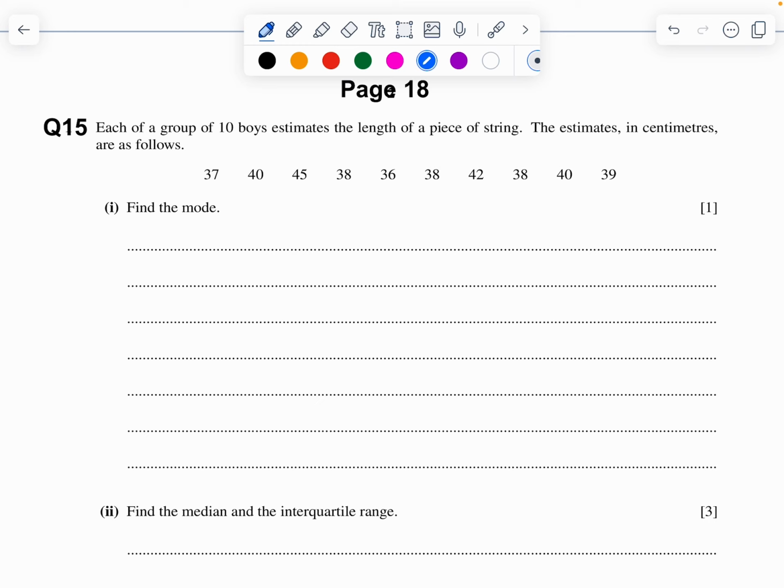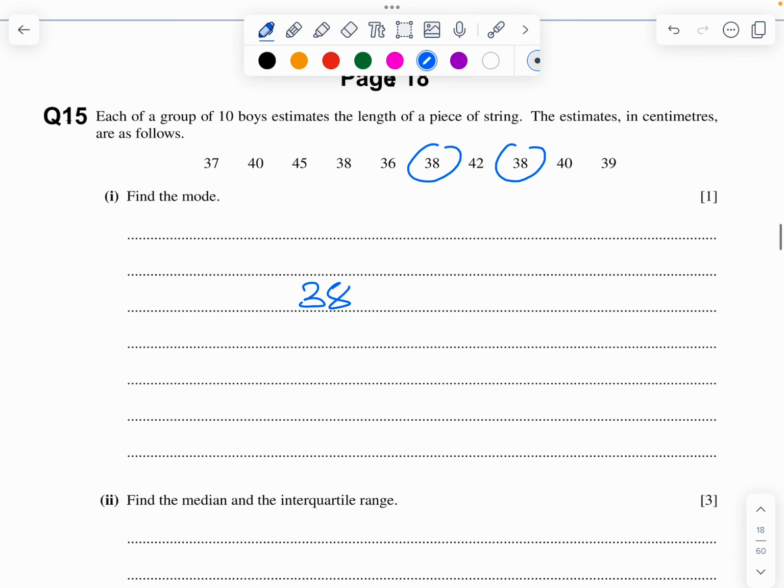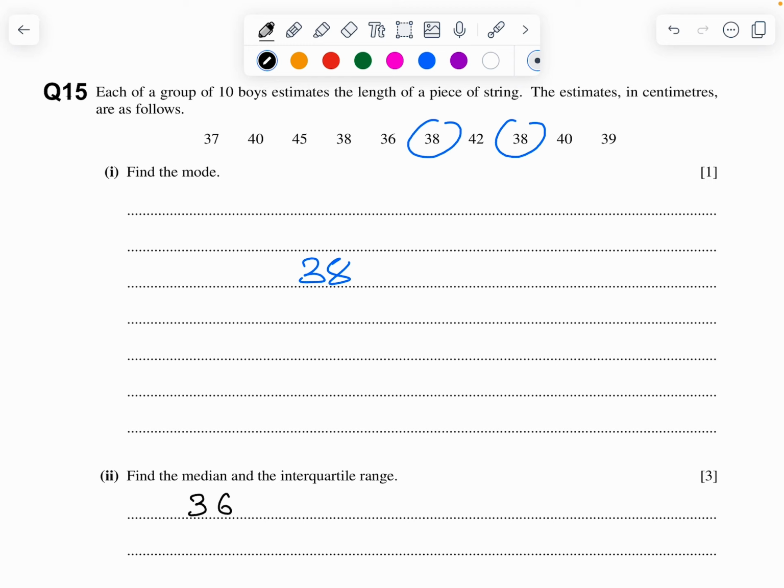So what is the meaning of mode? The most repeated one. Which is the most repeated one? 38 is the most repeated, so 38 is going to be the mode. Find the median. First of all, arrange them in order. It starts with the smallest number, 36, then 37, then 38. 38 is 3 times, so the mode was 38.